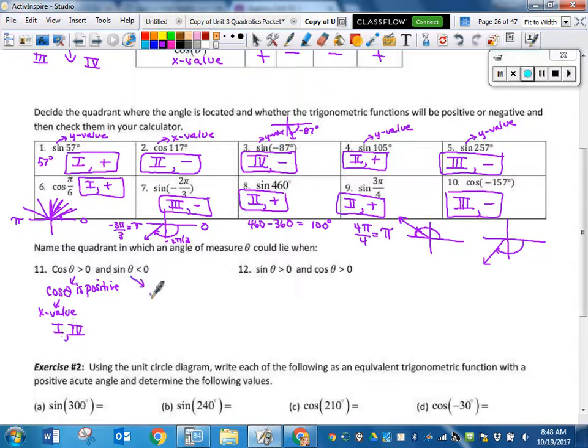Here, what it's saying is that sine of theta is less than 0, so it's negative. I know that sine theta is my y value, so I'm asking myself, where is my y value negative? My y value would be negative in quadrant 3 or 4, and this is an and, so they want both to happen. Where do both happen? In quadrant 4. So final answer, quadrant 4 meets both of these requirements.